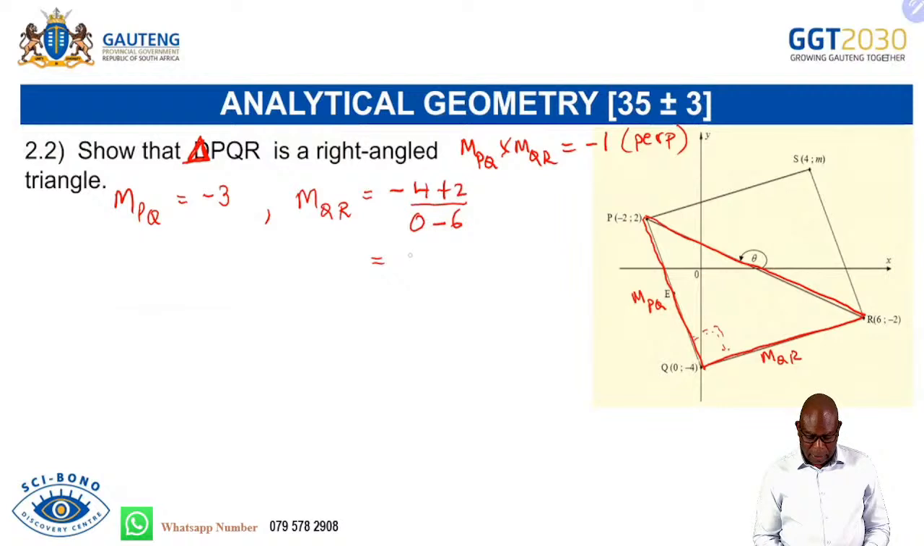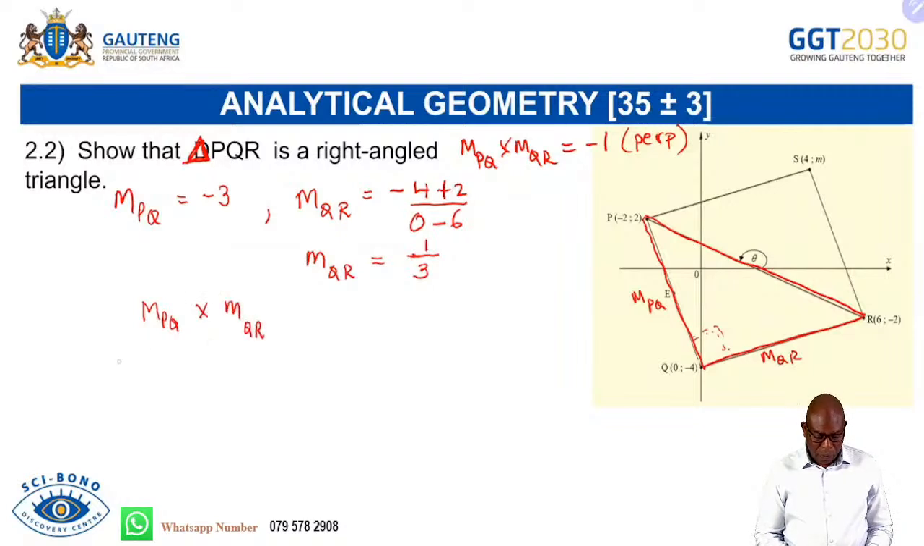Calculate that and I'll get 1 over 3. So the gradient of QR is 1 over 3, because it will be -2 over -6, which is 1 over 3. So if I take the gradient of PQ and multiply it by the gradient of QR, what is the answer? -3 multiplied by 1 over 3. The answer will be -1.